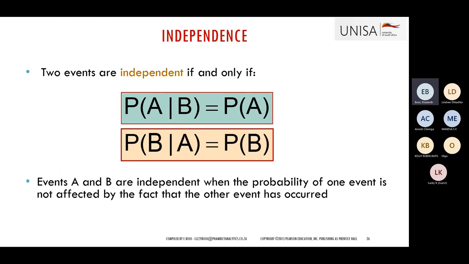What are we saying? Two events are independent if and only if the probability of A given B is equal to the probability of A, and the probability of B given A is equal to the probability of B. Events A and B are independent when the probability of one event is not affected by the fact that the other event has already occurred, and that is for independence. You must always remember that.